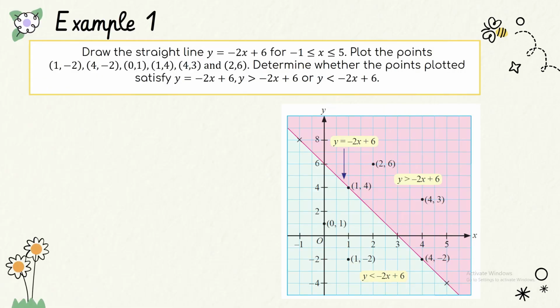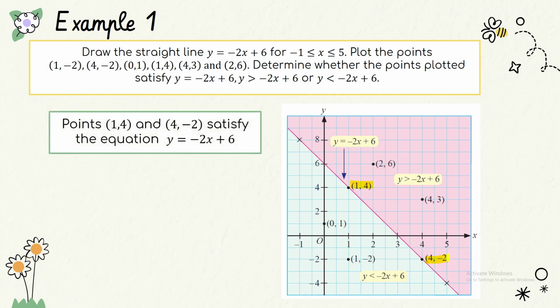Then we can determine which of these three each of these points satisfies. Okay, first we take a look at which points lie on the straight line. The points that lie on this straight line are 1, 4 and 4, negative 2. So points 1, 4 and 4, negative 2 satisfy the equation y equal to negative 2x plus 6.